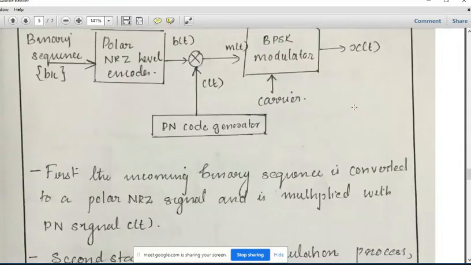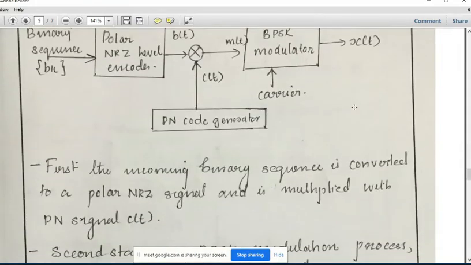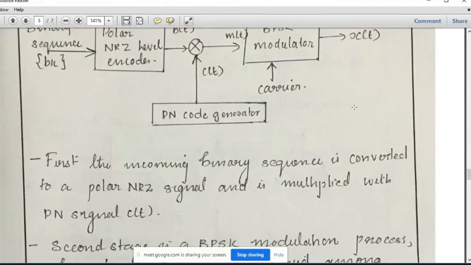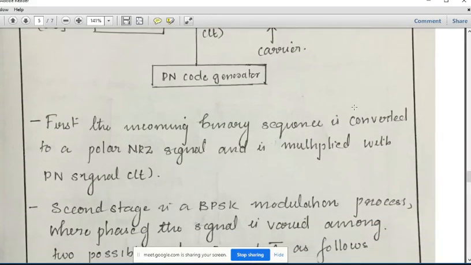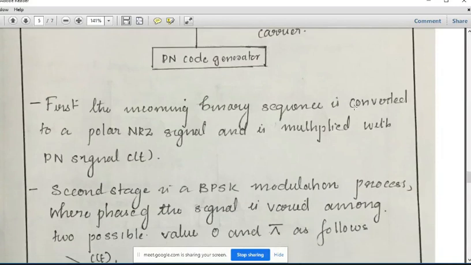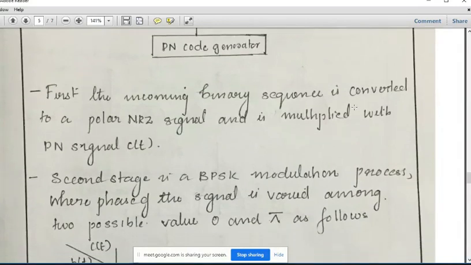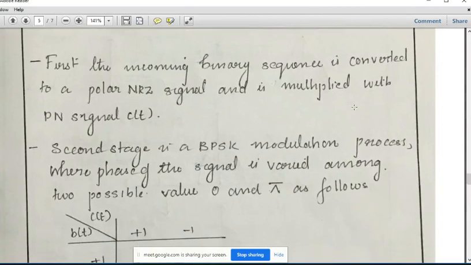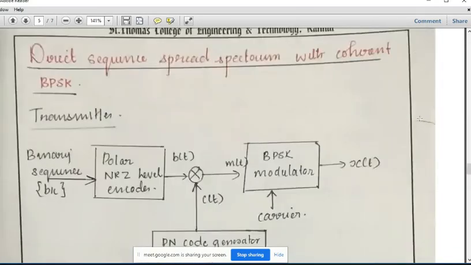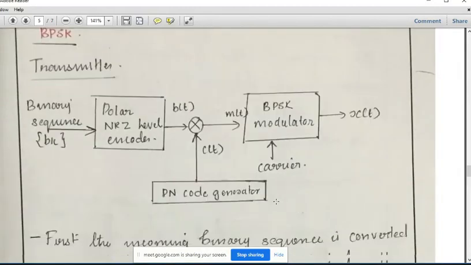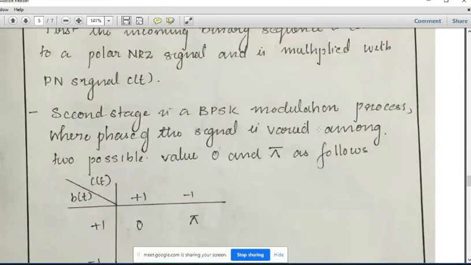So first, the incoming binary data sequence is converted to a polar non-return to zero signal and is multiplied with the PN signal c(t). The second stage is a BPSK modulation process where the phase of the signal is varied among two possible values, 0 and pi, as follows.